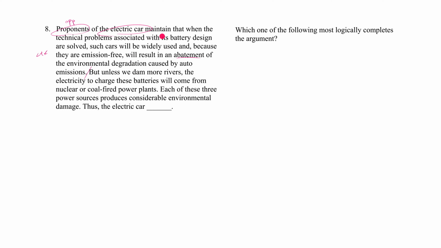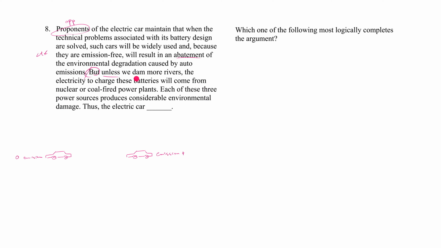They are fans of electric cars. They're saying, yes, we understand that there's some technical problems associated with battery design, but let's just assume that those get solved, right? And once those get solved, there will be wide adoption of electric cars, and that's going to be great because electric cars are emissions free, right? And that's going to result in the abatement of the environmental degradation caused by auto emissions. So what they have in mind is something like this. Currently, this is the status quo. We have cars that produce emissions. But once we switch over to electric cars, which are emissions free, that's good, right? Emissions here, no emissions there. Okay, fair enough. Now let's see how our author responds.